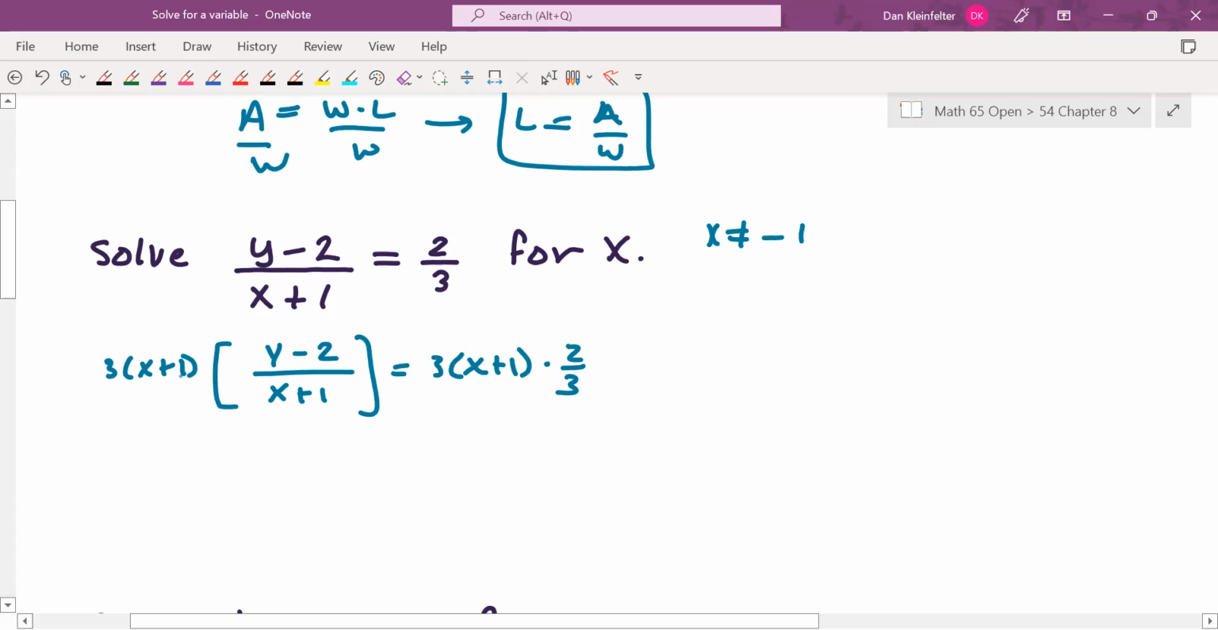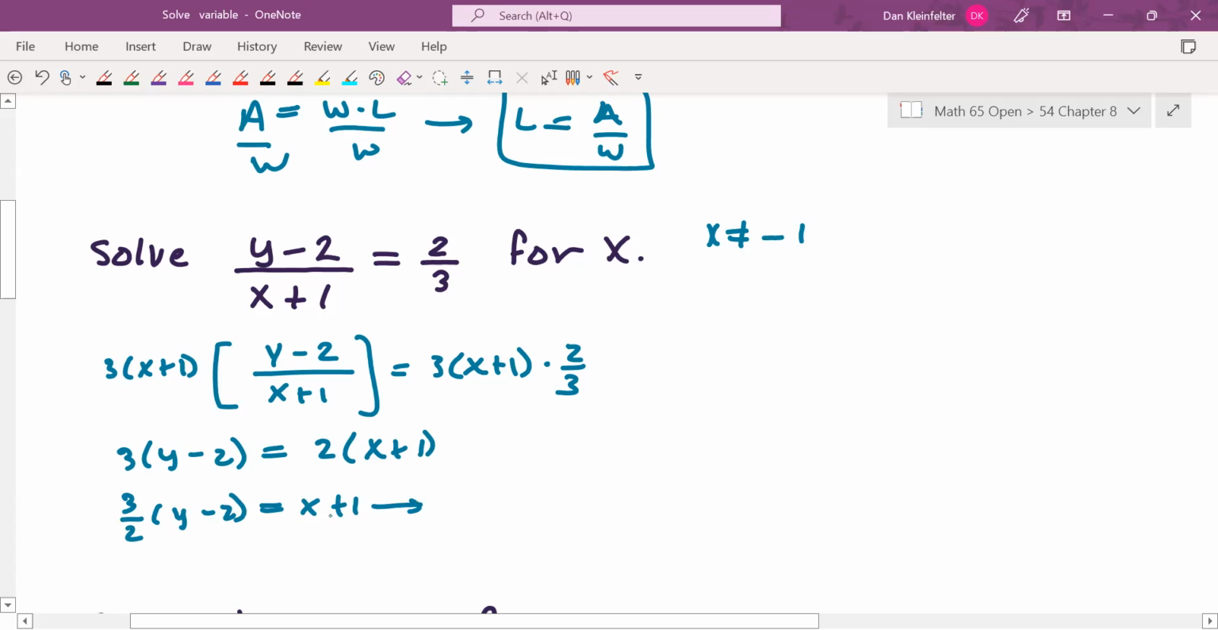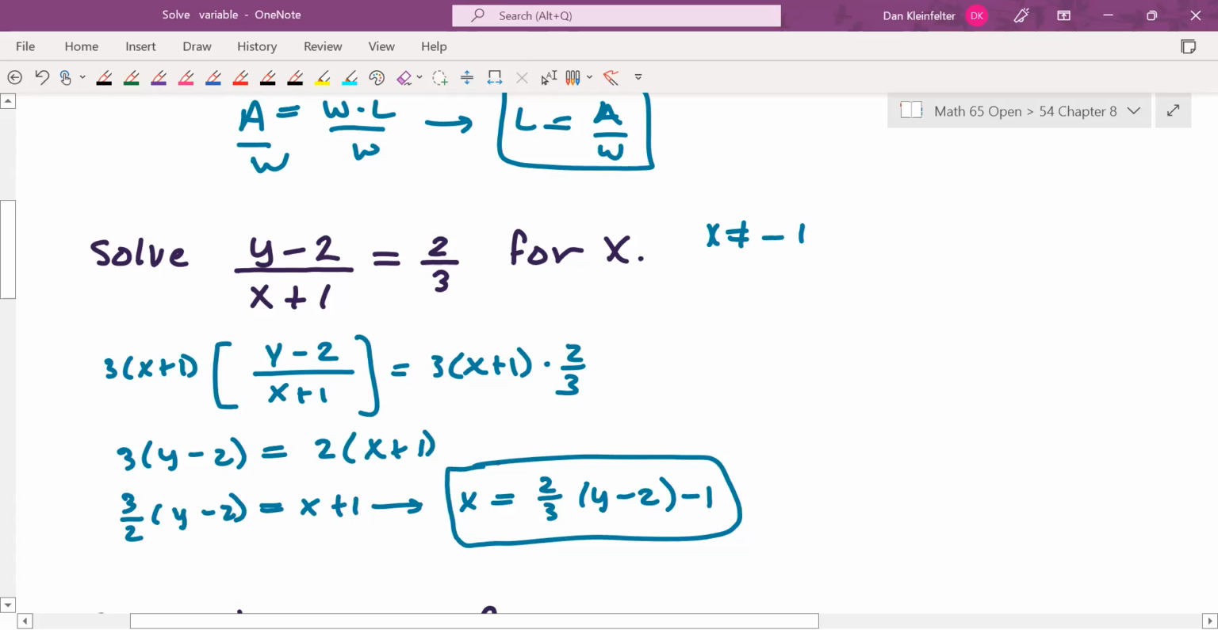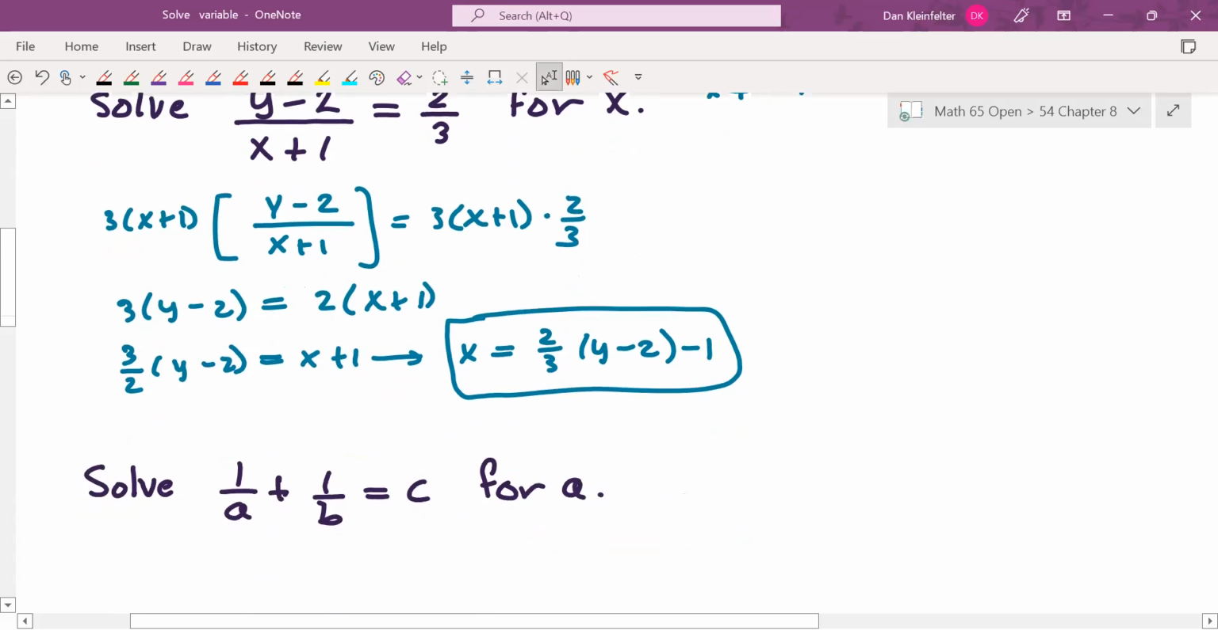Okay, so then on the left side, the x plus 1s will cancel, leaving us 3y minus 2s. And then on the right side, the 3's will cancel, leaving us 2x plus 1s. Okay, and then here there's two variables, so you have to keep an eye on which one you're solving for. We're solving for x this time, so let's divide through by 2. And that will make it so we just have x plus 1 on the right side. And then finally, subtracting 1 from both sides, we'll finish it. We'll have x equals 2/3 y minus 2 minus 1. Okay, so we've rewritten the equation so that x is all by itself.